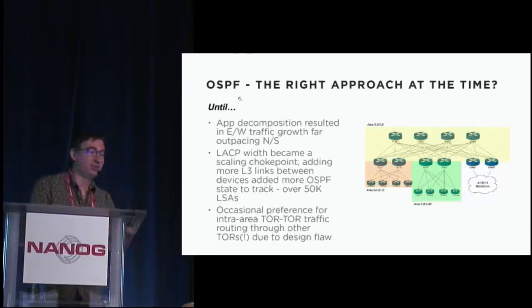At the time we started to decommission OSPF, we had over 50,000 LSAs in our table. I don't recommend that. One particular flaw in our design that was becoming a big problem was that during certain migrations that we were doing, we were seeing traffic actually prefer paths going through other racks as opposed to up through the fabric. Never a good day when that happens.